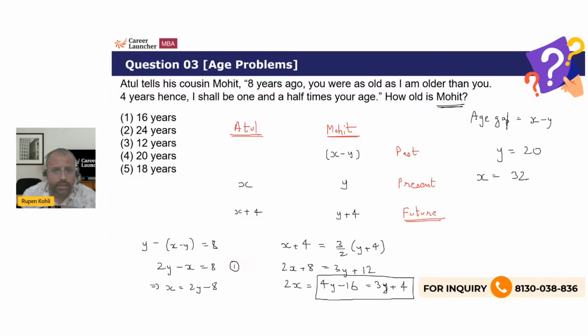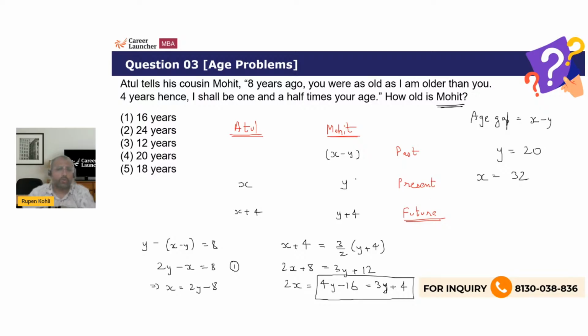X plus 4. So 2X plus 8 equals 3Y plus 12. So 2X equals 4Y minus 16 from here. And from here, that is 3Y plus 4. Yeah, so Y is perfectly 20. Just a second, something has gone wrong.